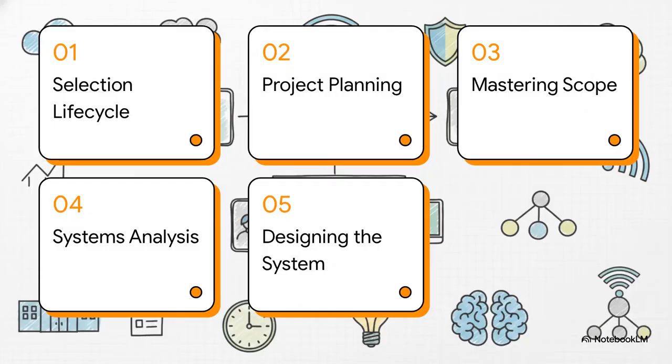Just to keep us completely on track, here's a quick look at our agenda. We're going to cover 1. The system selection lifecycle, 2. Project planning and management, 3. Mastering the project scope, 4. Systems analysis and data, and finally, 5. Designing the final system. All right, let's get moving.